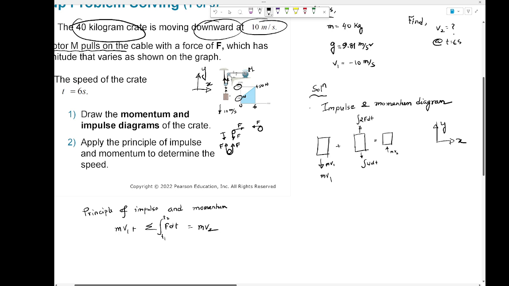Okay, so here's the thing. On the left side, you have this negative velocity because initially the crate is moving down. So the m, 40. On the right side, you have this m40. Again, v2 is what you are trying to find. And the impact forces that we have done here on the sketch or impulse momentum diagram, you have to find first.